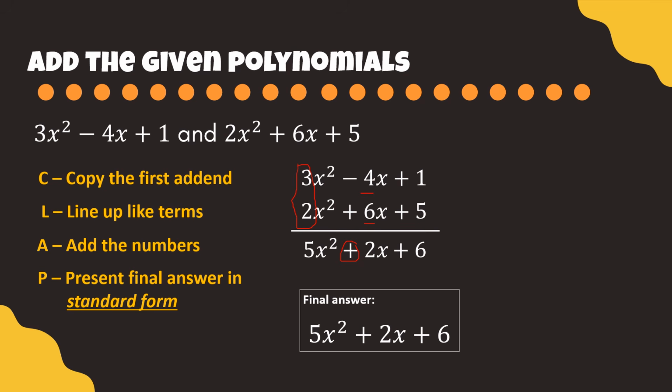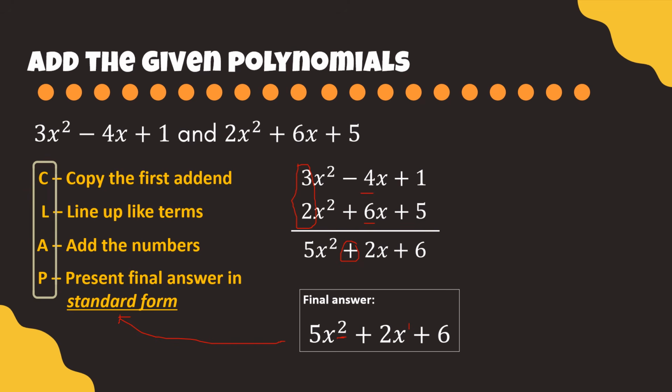When we say standard form, we are referring to the degree. We are going to start from the highest down to the least. In this case, the highest degree or the highest exponent is 2, followed by 1, and the exponent of 6 or the degree of 6 is 0. So the final answer is 5x squared plus 2x plus 6.